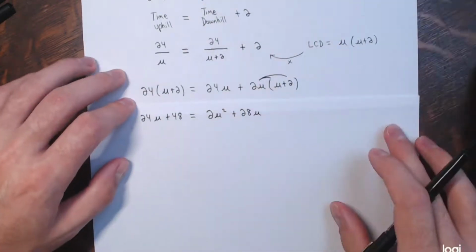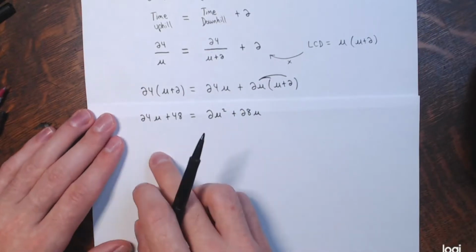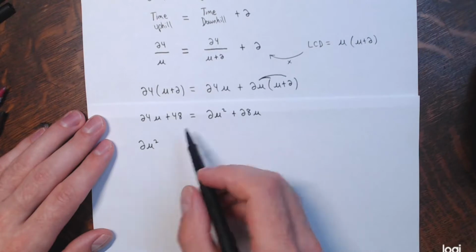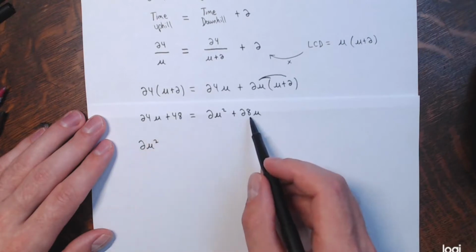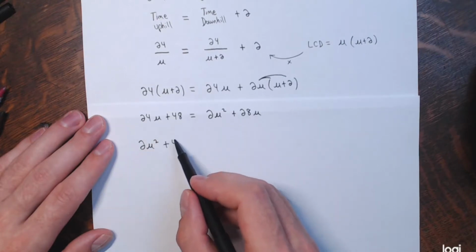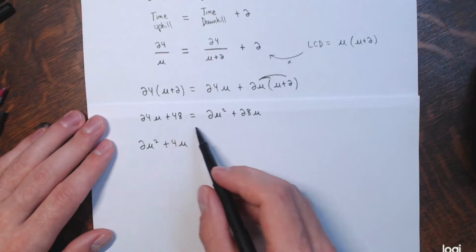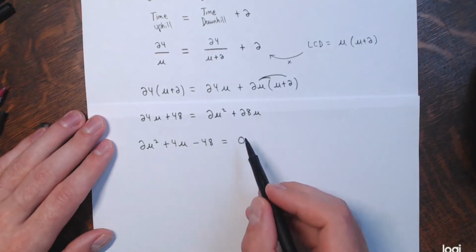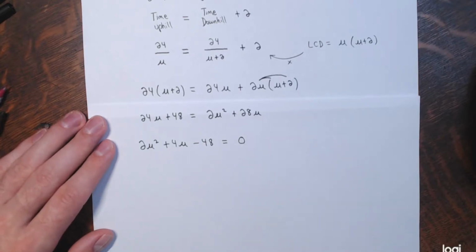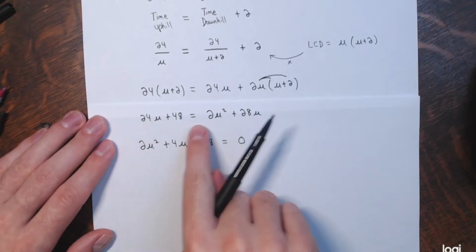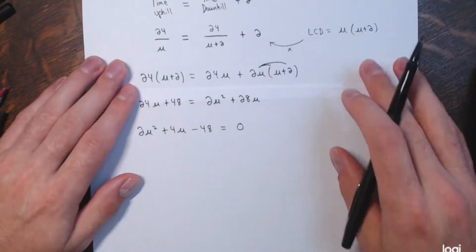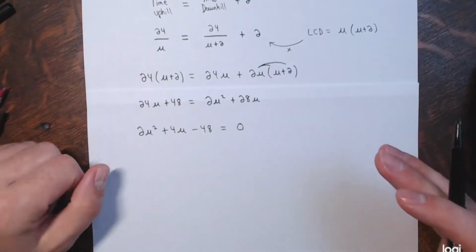And then I'll take everything to one side and switch sides. So we have 2u squared. If I subtract 24u, there'll be positive 4u over here. And I'd subtract 48, I got minus 48, and then 0 on the other side. So what I did there was subtract 24u, subtract 48, and then switch sides because I like having stuff on the left. You can keep it on the right if you want, doesn't matter.